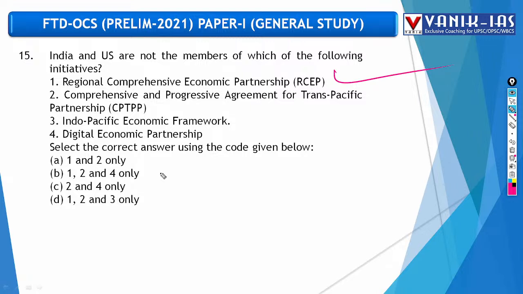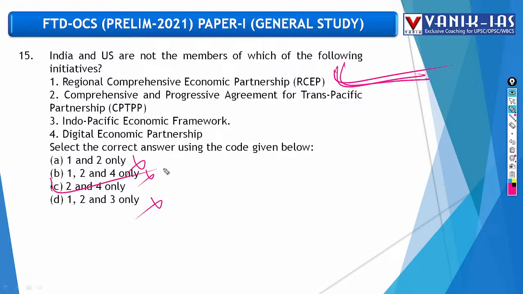When you are exporting more to a particular country and importing less, that is trade surplus. Trade deficit means you are importing more and exporting less. For example, we have a trade deficit with China, but we have a trade surplus with USA. So India came out of RCEP because it calculated that its trade deficit would increase. Even if you just know this, statement one is wrong, so one is wrong and two is wrong. Only two and four are the answer.